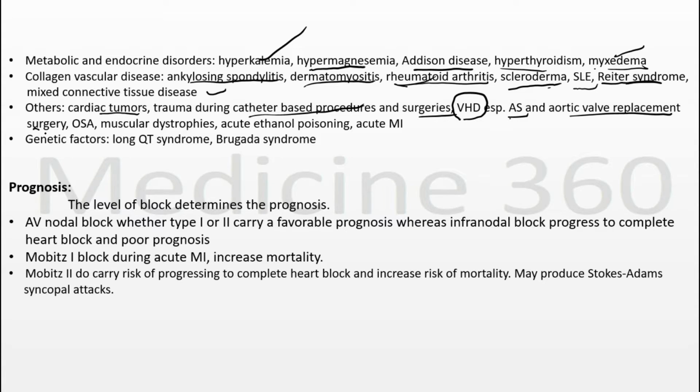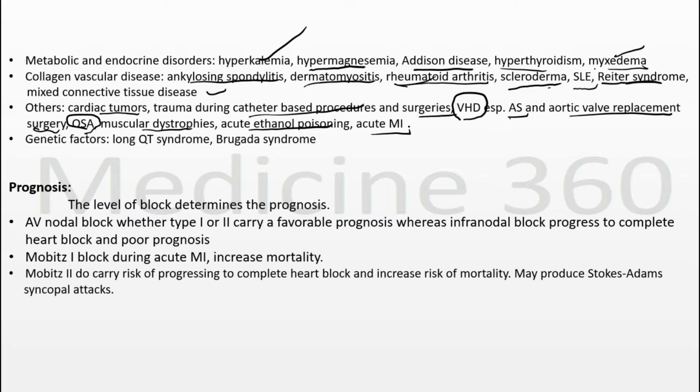As the site of the aortic valve, or the annulus of the aortic valve, is near the His bundle, damage to the aortic valve or replacement of the aortic valve can lead to heart blocks. It can be first, second, or third degree. Then there are obstructive sleep apnea, muscular dystrophies like Duchenne muscular dystrophy or myotonic muscular dystrophy, acute ethanol poisoning, and acute myocardial infarction, especially inferior wall MI, which can lead to heart blocks.